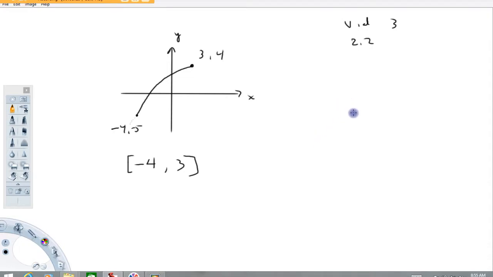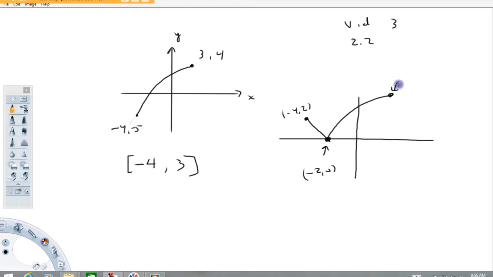The next example on the lower left looks something like this. All right. This point, according to the example, that looks like (-4, 2) to me. This point right here, that's an important point. That's (-2, 0). This point right here looks like (4, 5) to me. All right, so where is it increasing?